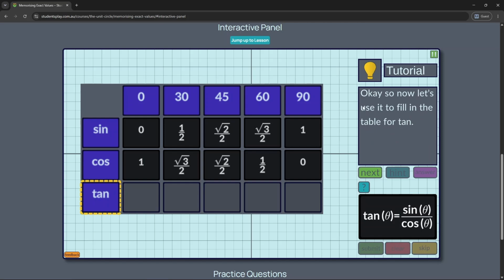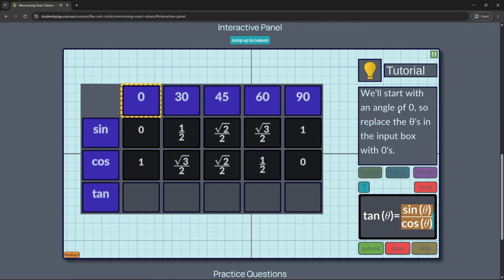Okay, so now let's use it to fill in the table for tan. We'll start with an angle of 0, so replace the thetas in the input box with zeros. Alright, replace this one with 0, replace this one with 0, replace this one with 0.